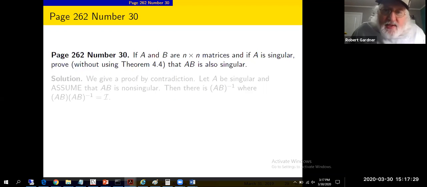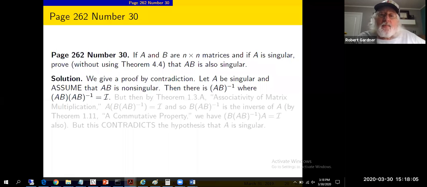So suppose matrices A and B are n by n square matrices. If A is singular, so A is non-invertible, the determinant of A is 0, as we just saw. Prove, without using theorem 4.4, that AB is also singular. Theorem 4.4 is the one that said the determinant of the product is the product of the determinants. And granted, this would be easy enough, since showing singular is like showing the determinant is 0. Well, they're not going to let us use that, so we're going to have to try something else.